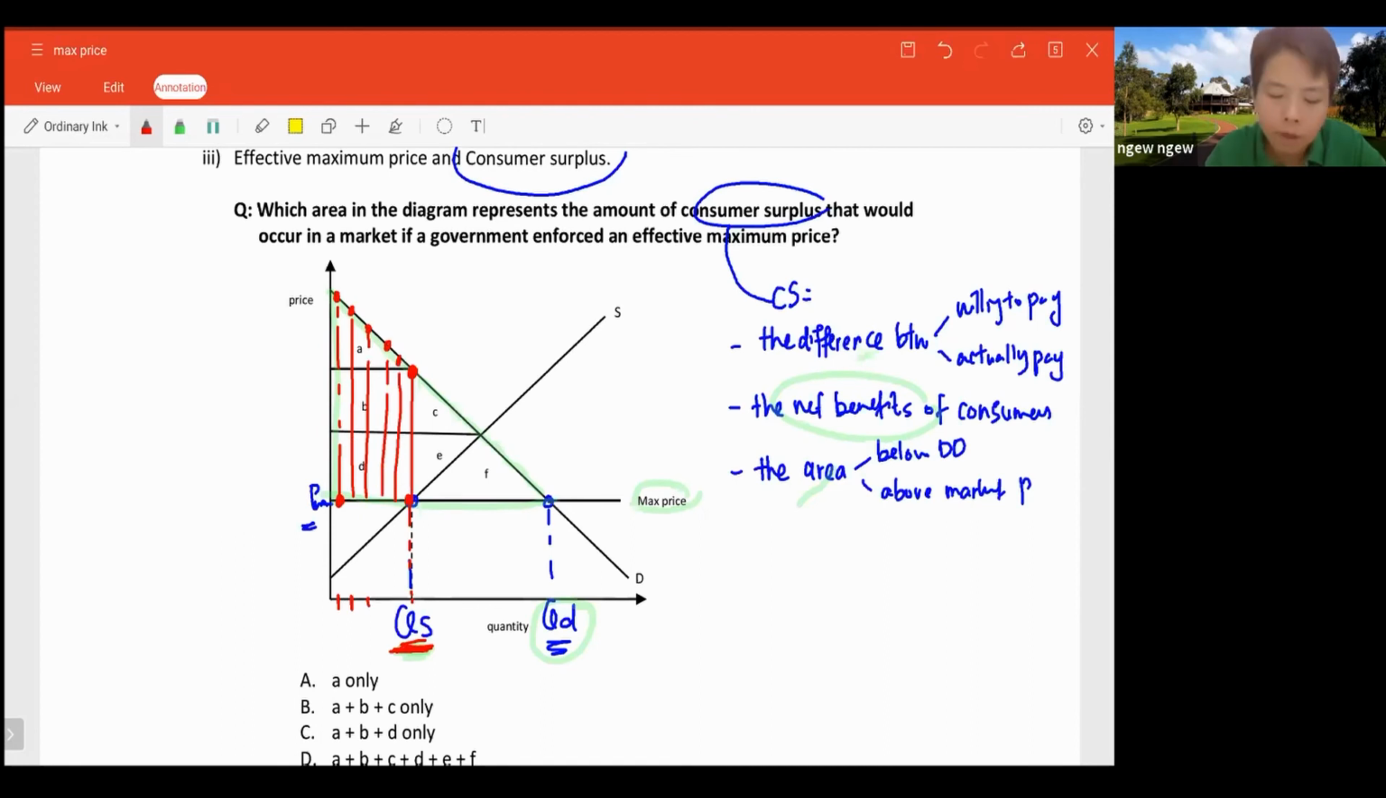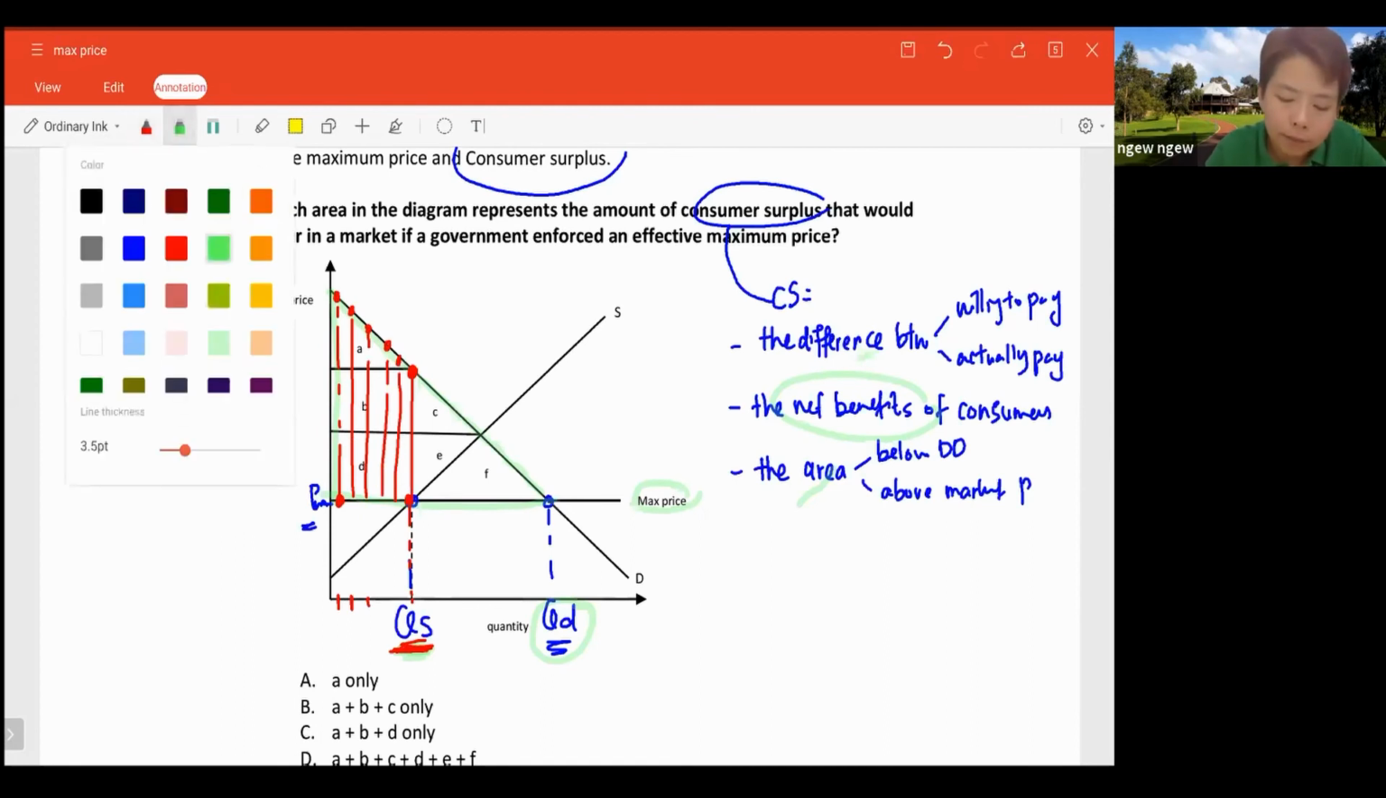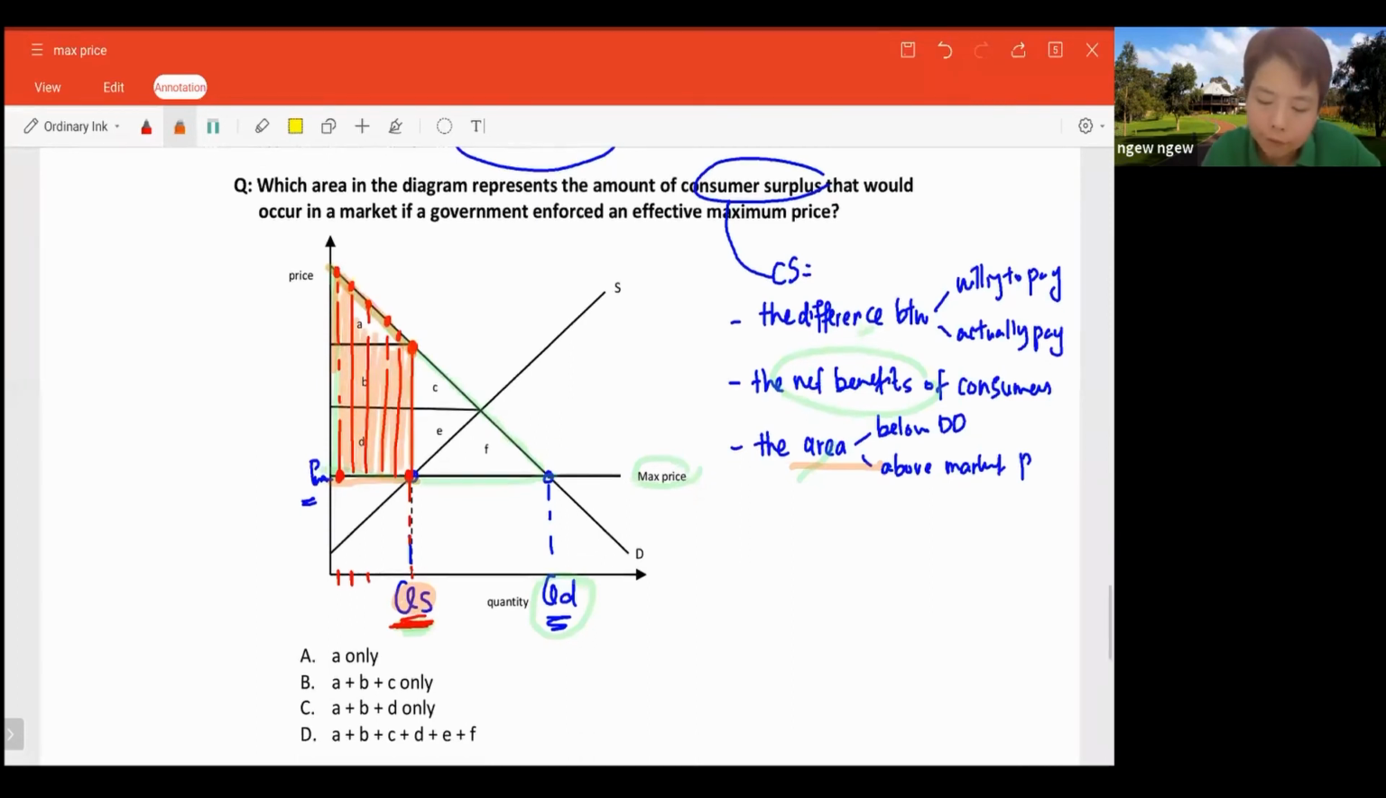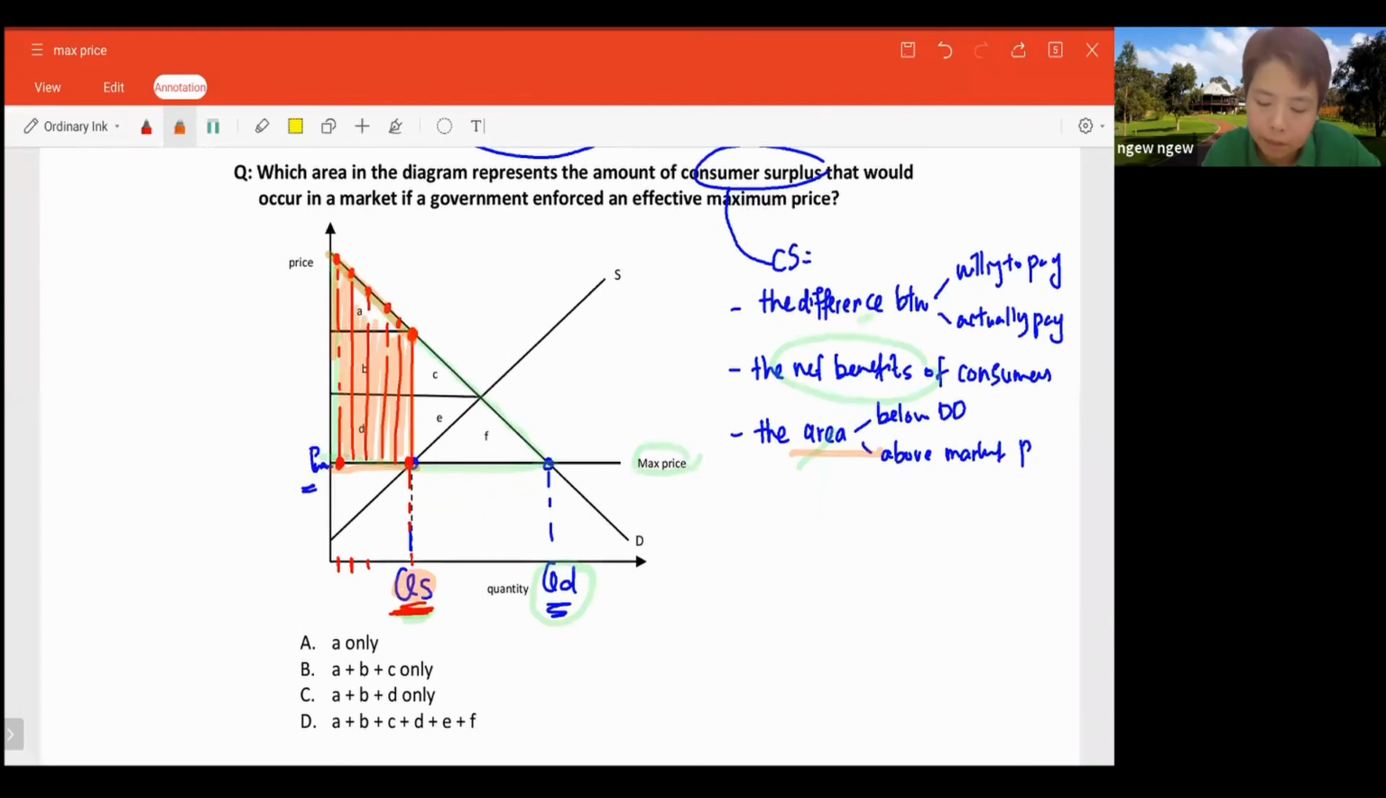So now, it makes more sense that you find out the area below demand curve and above market price. So up to QS, the area below demand curve and above market price is this much. Therefore, the consumer surplus after an effective maximum price is set is shown by the area A plus B plus the remaining triangle. So the answer is C.